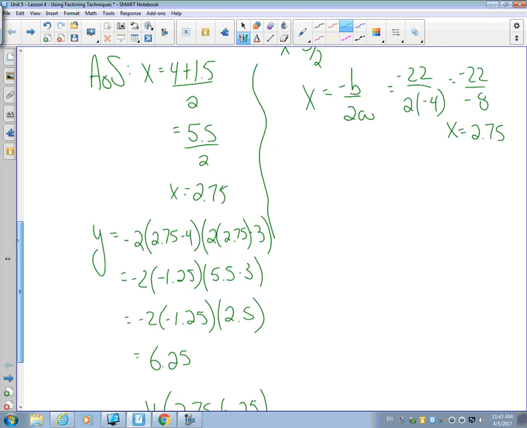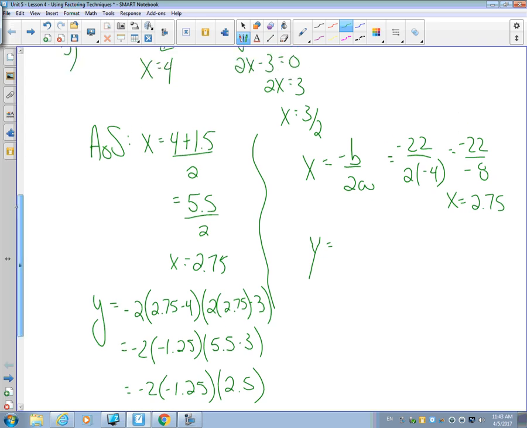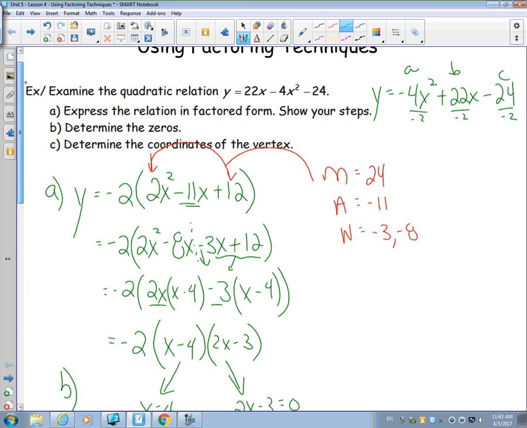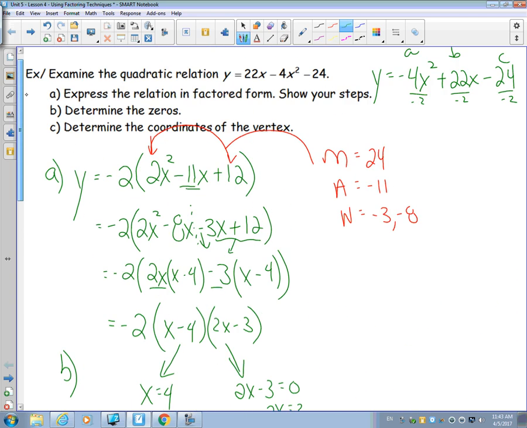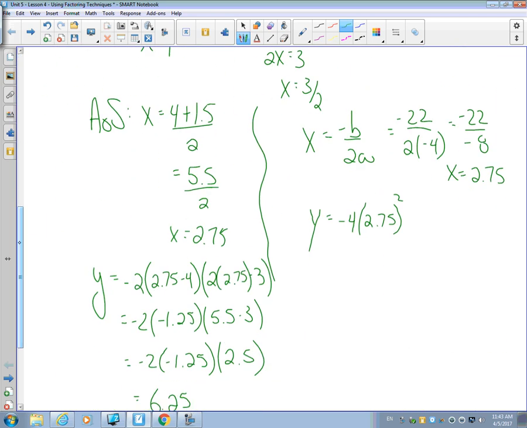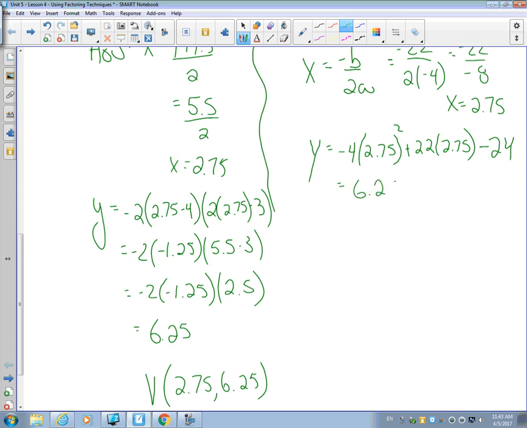That's option 1. Or I could use my standard form version. My standard form version was, go back to the top, okay? I had an a of -4x squared. So -4 times 2.75 squared, and then I had a b value of, was it 22, I believe, right? Plus 22x. And then I have my c value of minus 24. And if I put all that in my calculator, shockingly enough, it comes out to the same answer, 6.25.